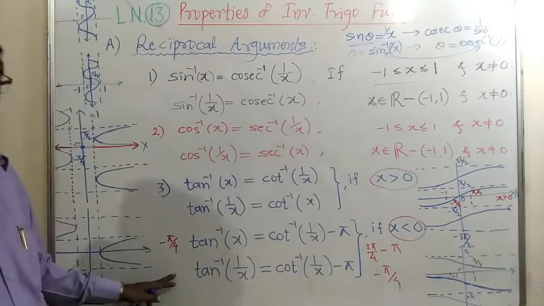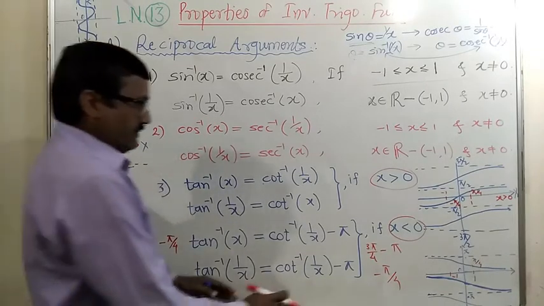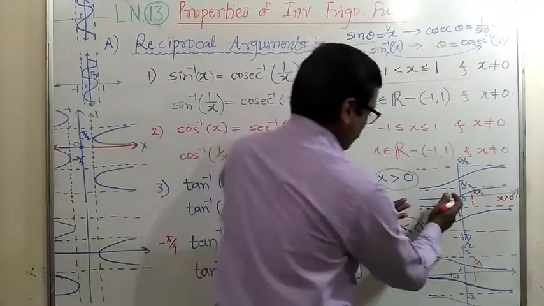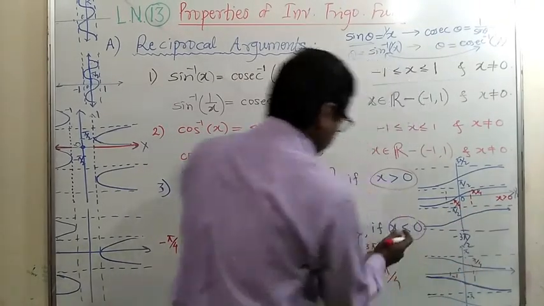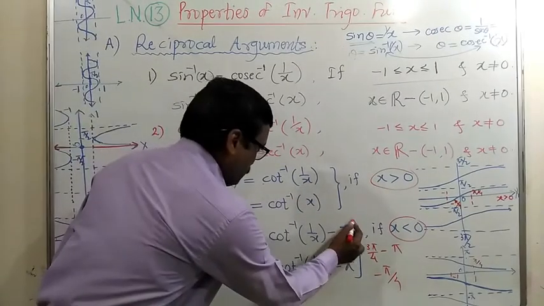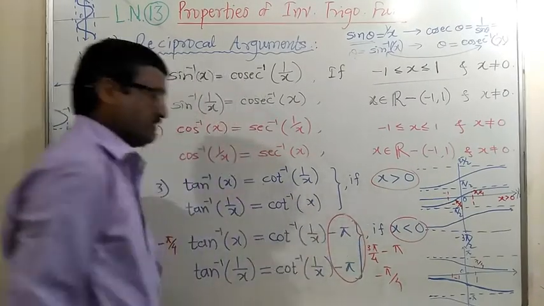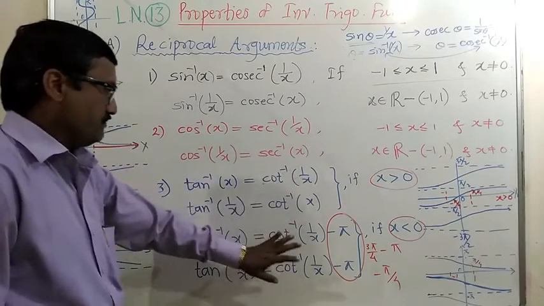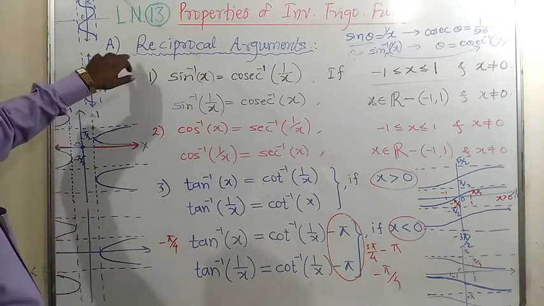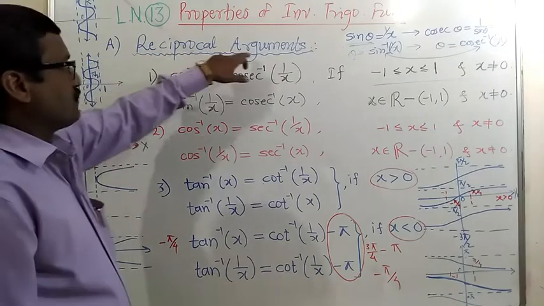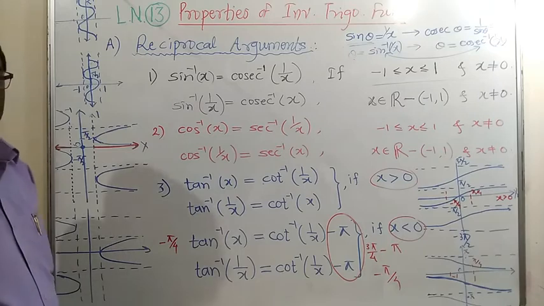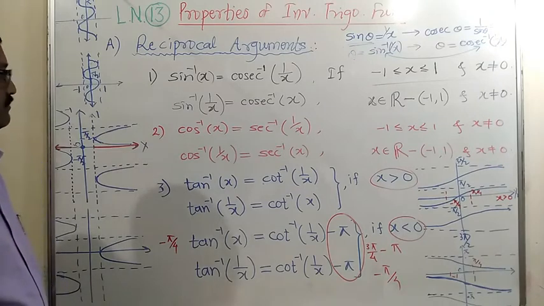Equivalent to this. So whenever x is negative, in case of inverse functions of tan and cot, if you take negative x, then there is a difference of negative pi. Subtract pi from the same property. Okay, so these are three groups of properties in this first type, that is the reciprocal argument properties of inverse trigonometric functions.